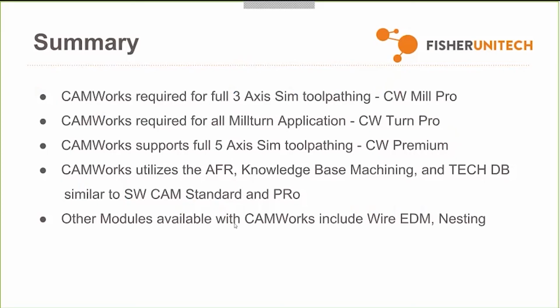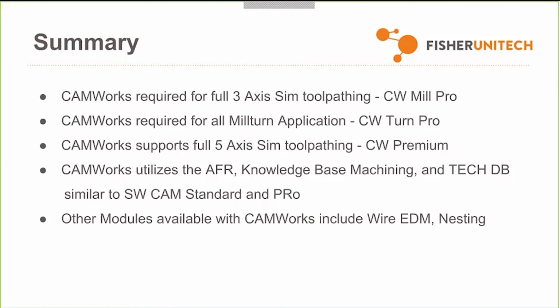All right, so just a quick recap of everything that we just went over. CAMWorks is required for full 3-axis simultaneous toolpathing. You have limited surfacing capabilities within SOLIDWORKS CAM, but you're going to be locked to a constant Z. So if you can't get the desired tool motion that you want, CAMWorks Mill Pro provides that full 3-axis simultaneous toolpathing. CAMWorks is also required for all mill turn applications.